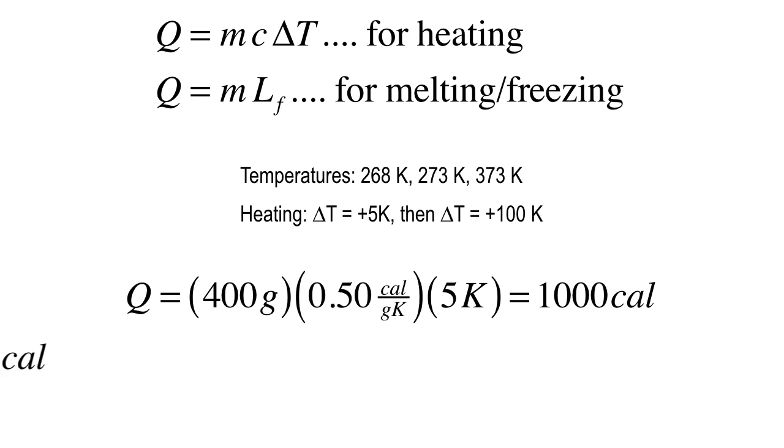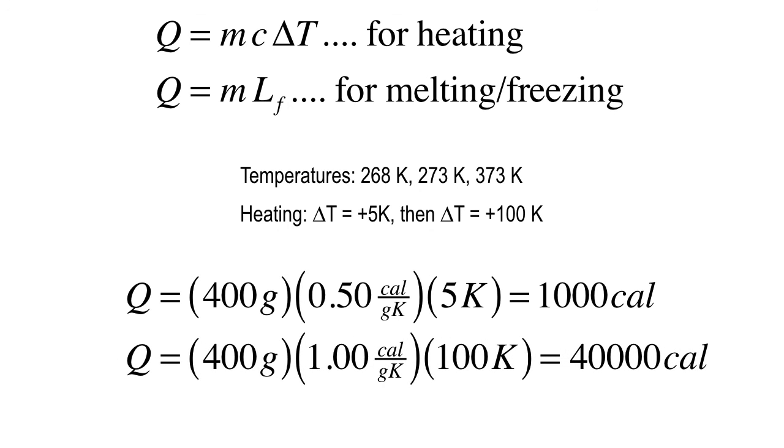The second heating phase is another 400 grams, but this is liquid water. So the mass is 400 grams. The specific heat now is 1.00 because it's liquid water. And we're heating it up 100 Kelvin, from 273 all the way up to the boiling point, 373 Kelvin. So that delta T is 100 Kelvin, and that works out to 40,000 calories. So quite a bit more energy needed.